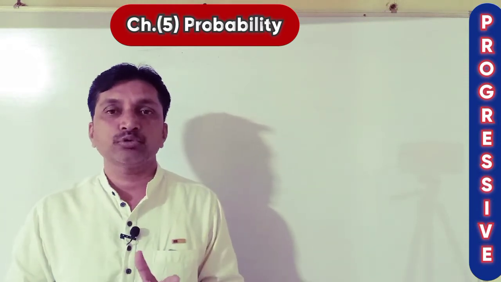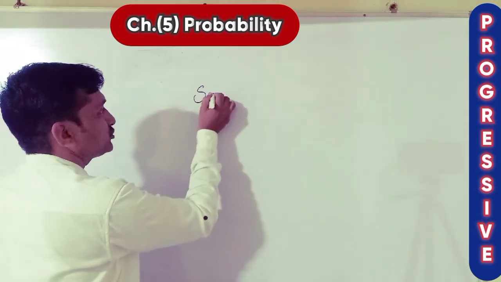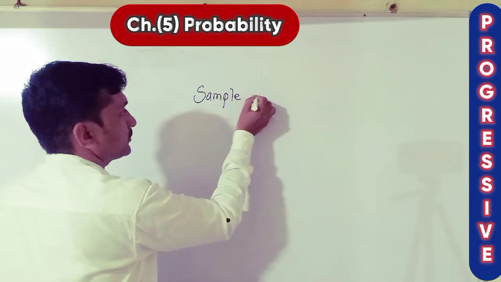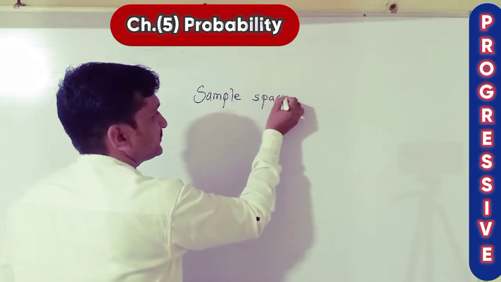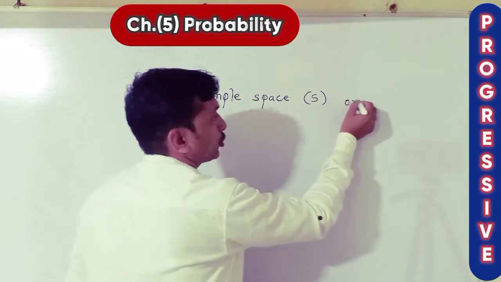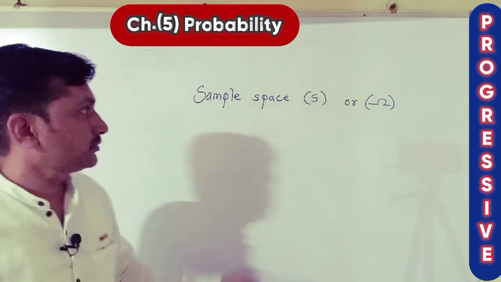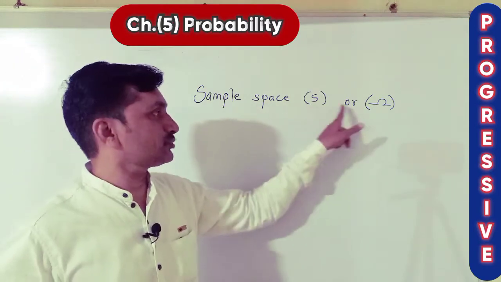In this video we are going to study the next point, that is sample space. Sample space is denoted by S or omega.